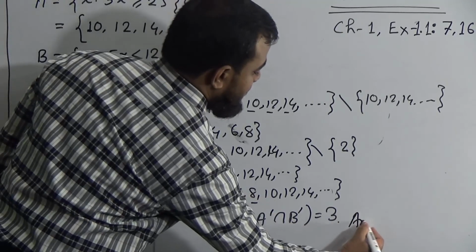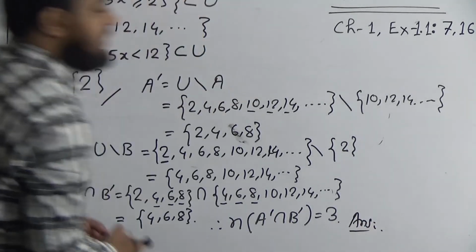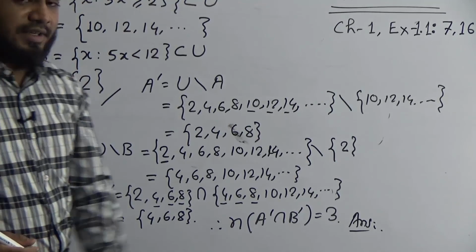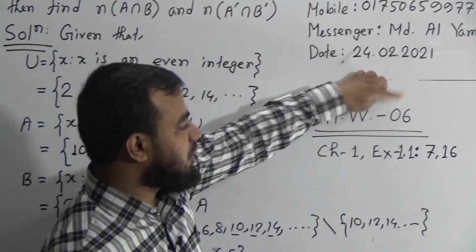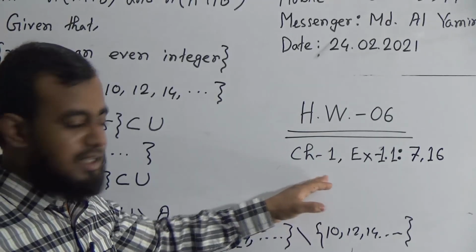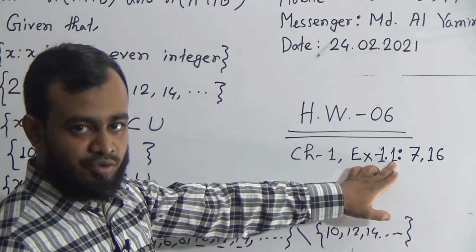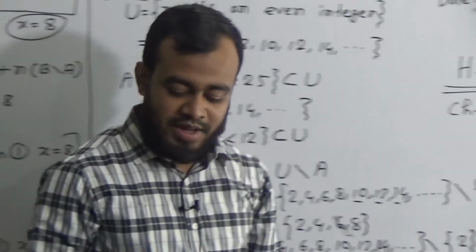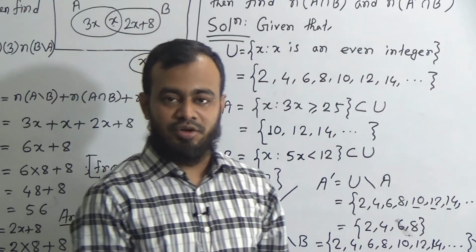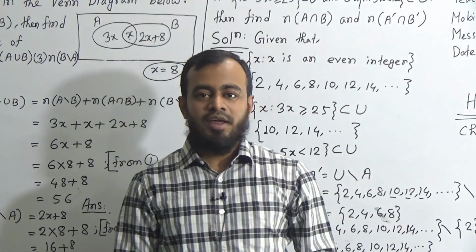This is our answer. Dear students, you have a homework today. Your homework number is 6, and you must solve question number 7 and question number 16 from your exercise 1.1 of chapter 1. And you must submit it on Saturday from 9 AM to 3 PM.